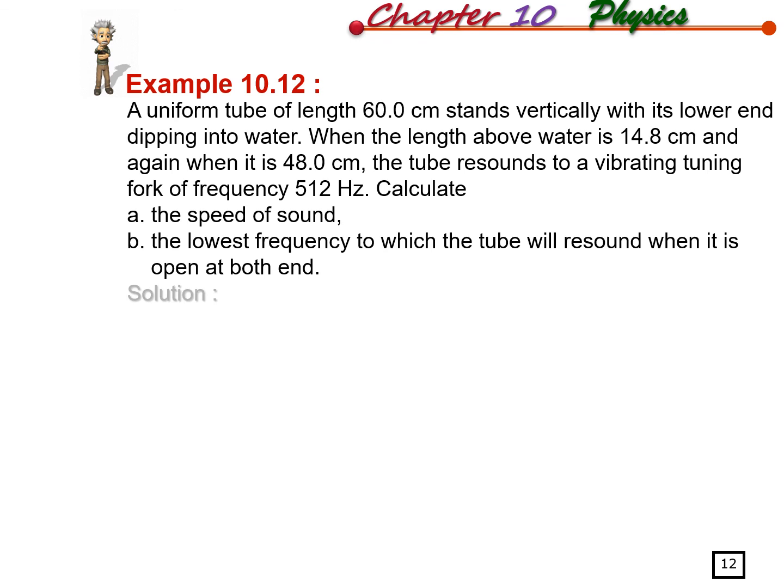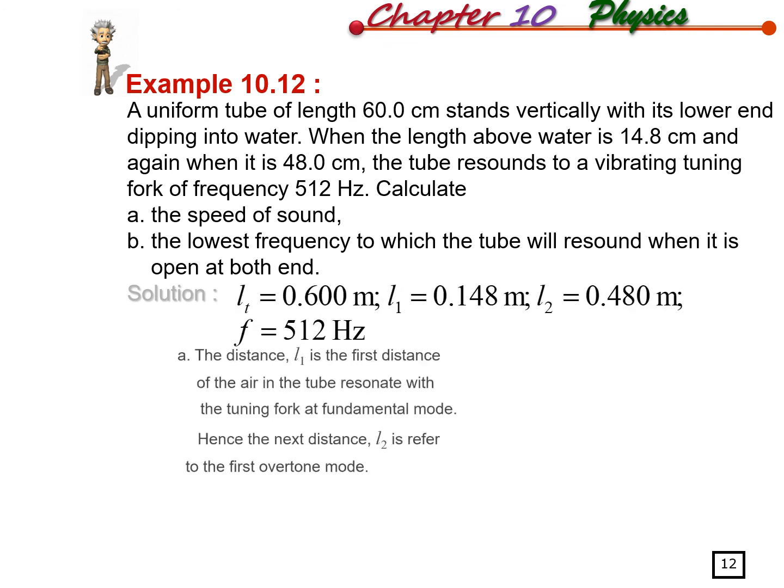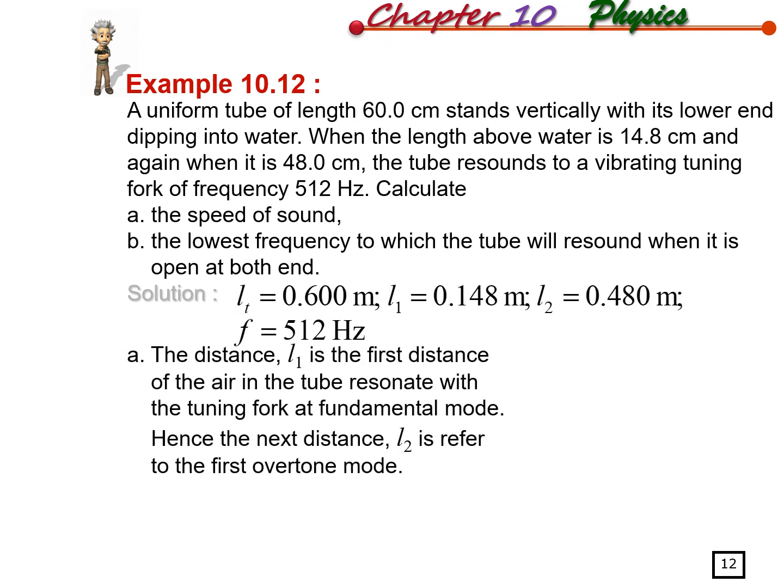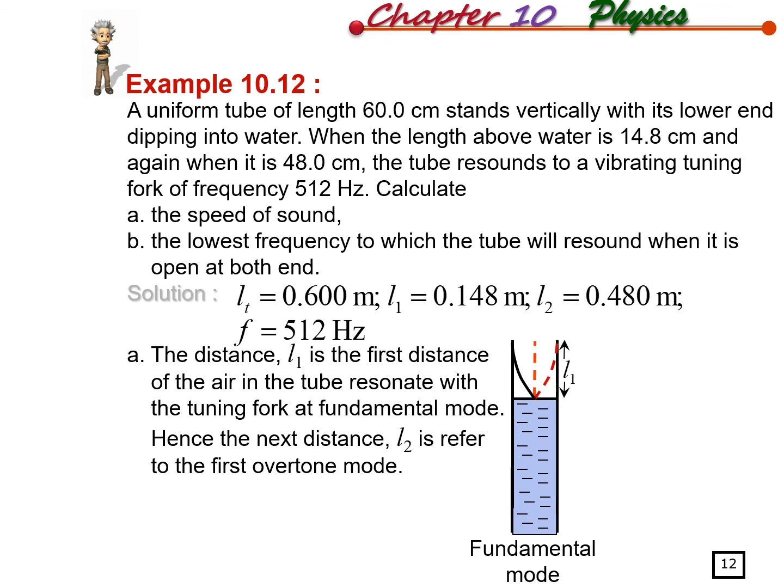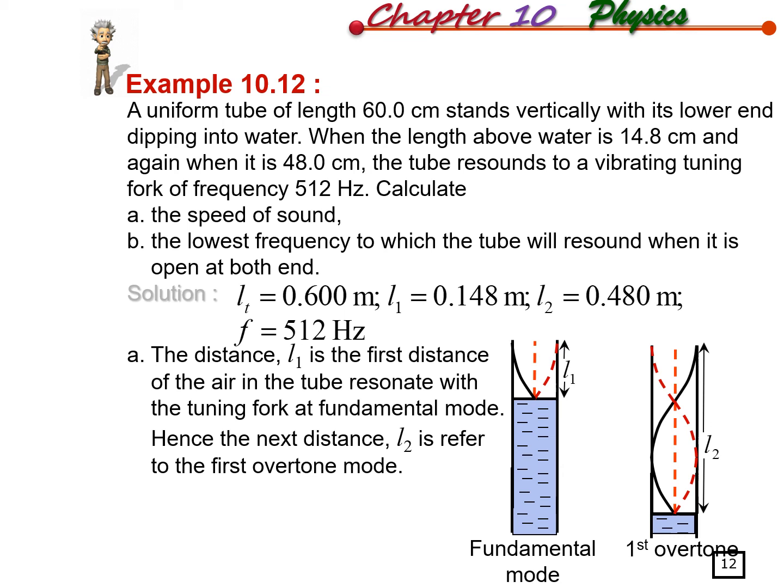Alright, so first, based on the explanation given, we can draw how the situation looks. We have distance L1, which will be the first distance of the air in the tube resonating with the tuning fork, which will be the fundamental mode. And then the next distance, which you can refer to as the first overtone.